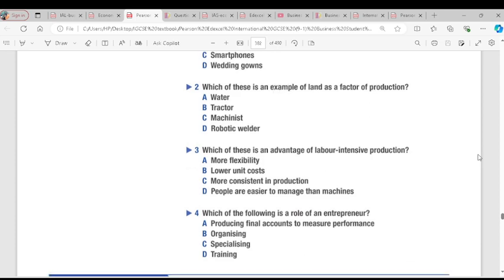Question 4. Which of the following is a role of an entrepreneur? A. Producing final accounts to measure performance. B. Organizing. C. Specializing. D. Training. B. Organizing, great. So that ends chapter 44. Specializing is employers.